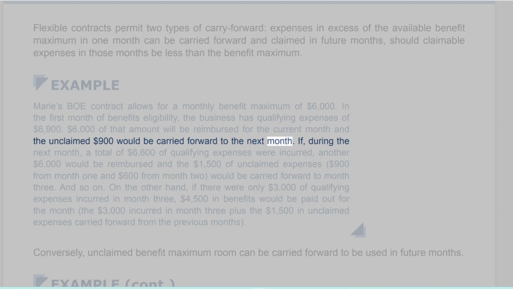the next month. If, during the next month, a total of $6,600 of qualifying expenses were incurred, another $6,000 would be reimbursed, and the $1,500 of unclaimed expenses, $900 from month 1 and $600 from month 2, would be carried forward to month 3. And so on. On the other hand, if there were only $3,000 of qualifying expenses incurred in month 3, $4,500 in benefits would be paid out for the month, the $3,000 incurred in month 3 plus the $1,500 in unclaimed expenses carried forward from the previous months.